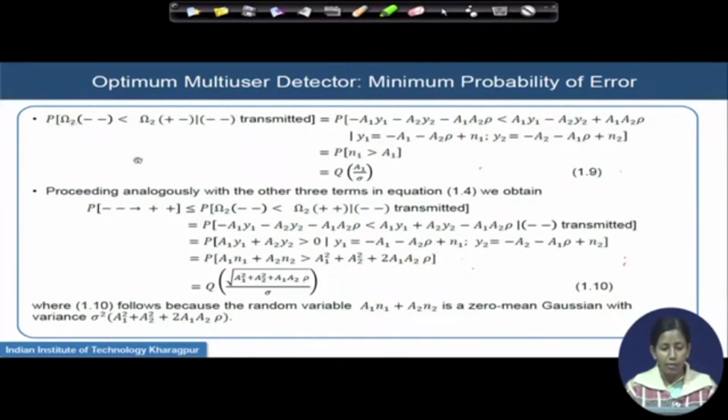So now we are here: the probability that omega 2 of transmitted double minus is less than or equal to this, given that double minus was transmitted, can be written like this expression, given that y1 and y2 were as above. Fundamentally, once we write this expression, we are trying to find whether the probability of n1 is greater than a1, and this probability can be expressed by a Q function given by the SNR, a1 and the noise.